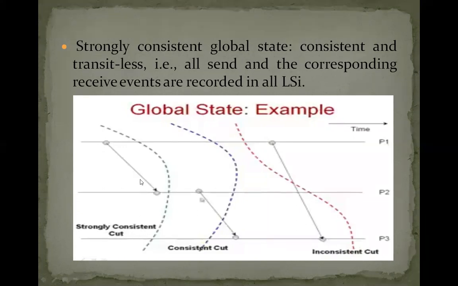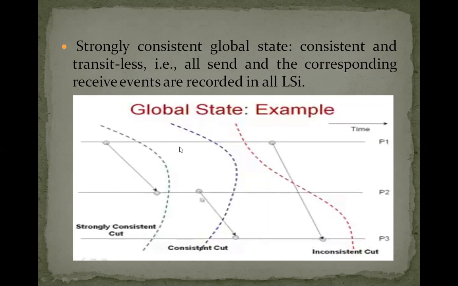Why is it strongly consistent? Because it is transitless also. Its channel state is also saying that there is nothing in the channel. No message is pending. This is whenever we are trying to find out the global state at this moment of time, and we are saying that it is consistent.